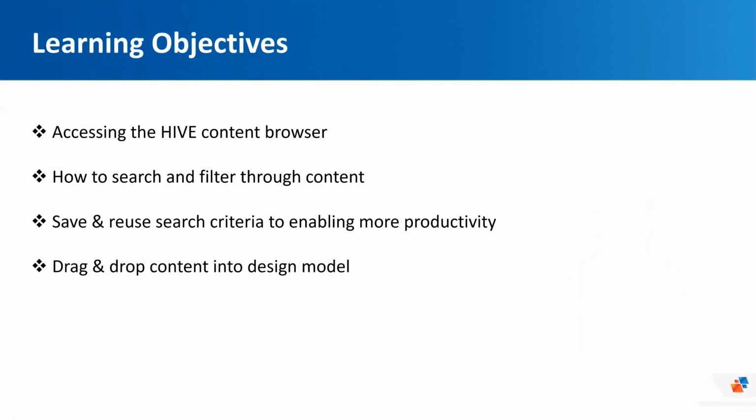Some learning objectives while using HIVE and what we're going to see in this webinar. Accessing the HIVE content browser, which we can do locally from the desktop or directly from Revit. How to search and filter through content, with different content being uploaded to HIVE. Save and reuse search criteria to enable more productivity. So instead of repeating the search and filtering of items, we're going to see how we can save and reuse these search criteria. And then finally, dragging and dropping content into our design model.